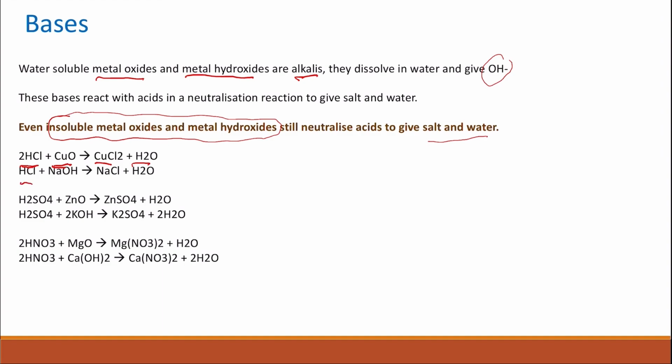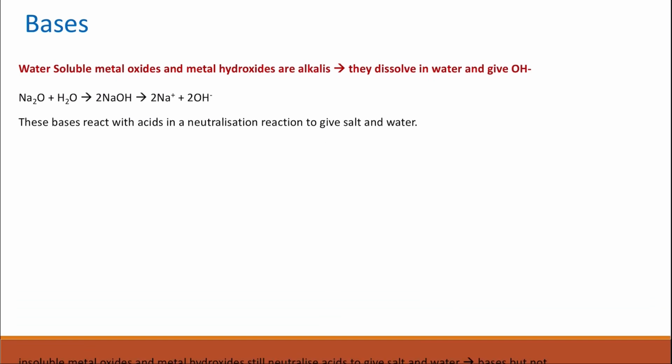Also, we have hydrochloric acid with sodium hydroxide, which will give you sodium chloride and water. If you move on to something like sulfuric acid with zinc oxide, it will give you zinc sulfate, which is the salt, and water, and so on. So you can apply this to any acid with either metal oxide or metal hydroxide.